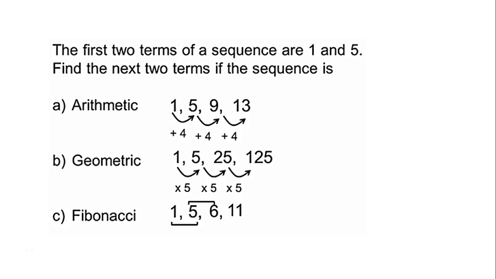So far we've looked at three types of number patterns: arithmetic, geometric, and Fibonacci. The first pattern we're going to look at is in what are called triangular numbers. Now, triangular numbers are formed when we make patterns that look like triangles.